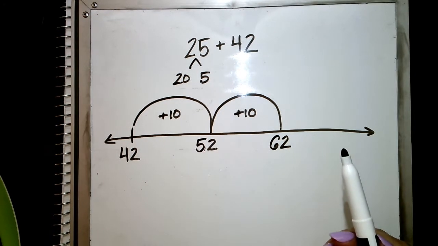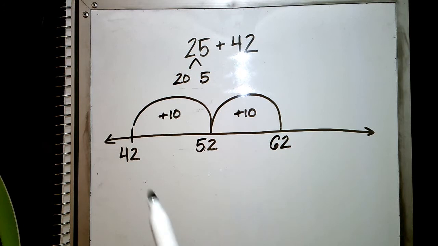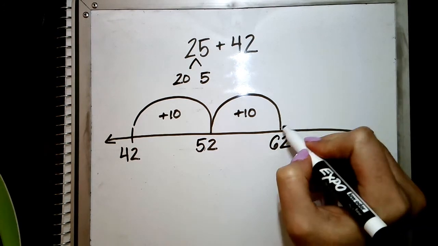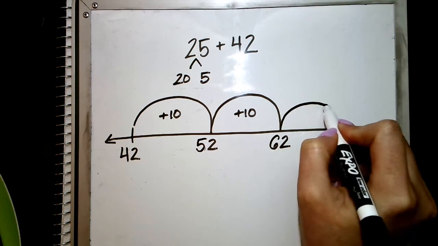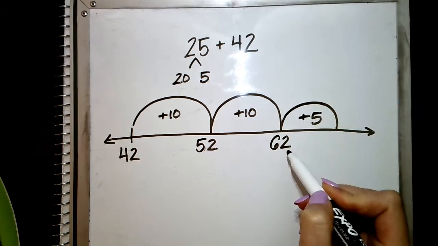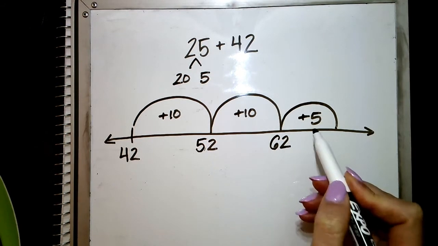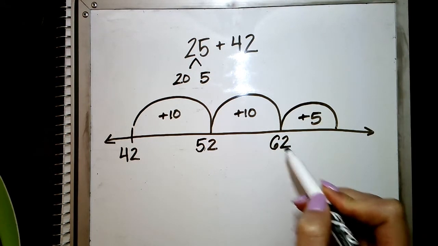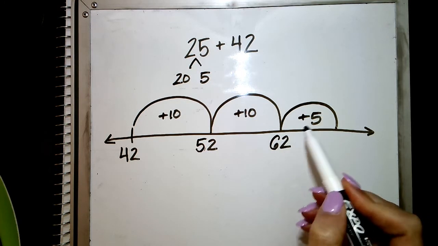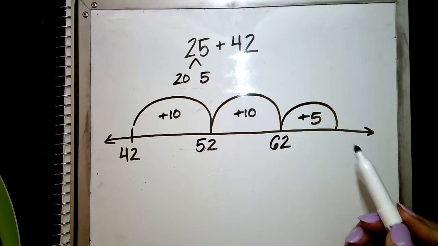And what's going to be quicker, doing 5 jumps of 1 or 1 jump of 5? Definitely just 1 jump of 5. I'd much rather take just 1 jump instead of 5 jumps. So from 62, I'm going to take 1 jump of 5. And now I can do a couple things to get this answer. I can either get 62 in my head and count up 5 more, or I might just add my ones together. So let's try both strategies.